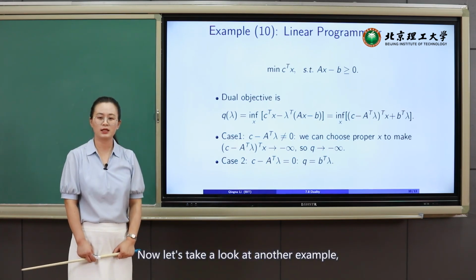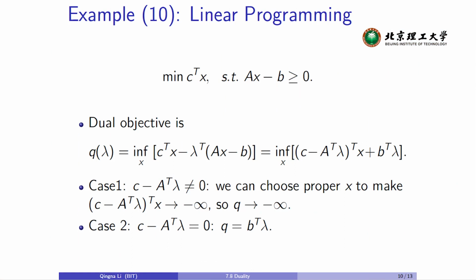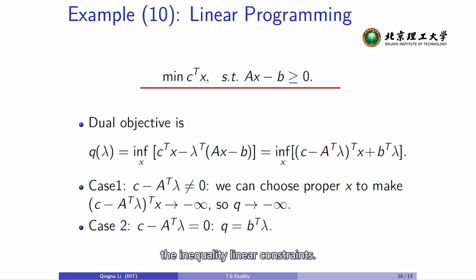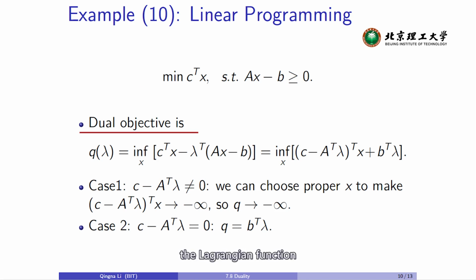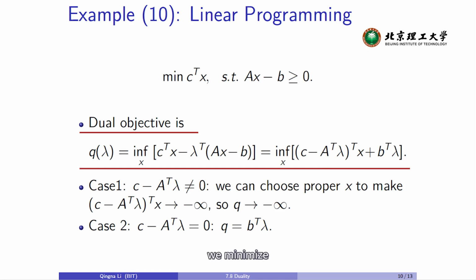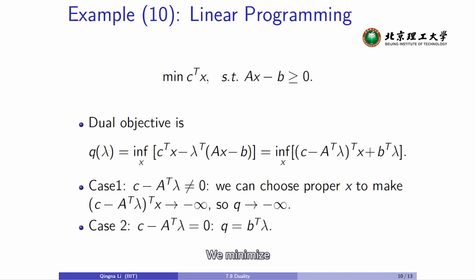Now, let's take a look at another example, which is about linear programming. Okay? So for linear programming, we got linear objective functions and also linear constraints. Here, we also consider the inequality linear constraints. Now, following the way of writing down the dual objective functions, we can see that the Lagrange function is like this, that we have the primal objective function here and then minus the Lagrange multiplier multiplied by the inequality constraints. So this is the Lagrange function, and we minimize this Lagrange function over x to get the dual objective.